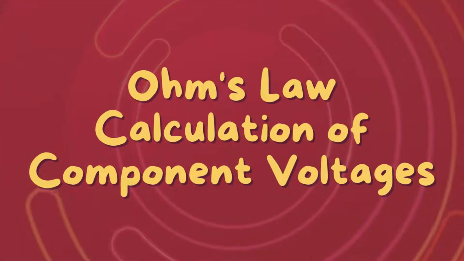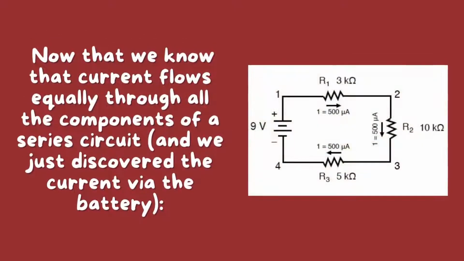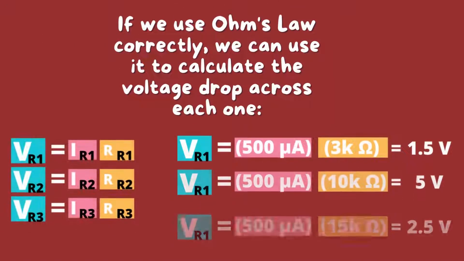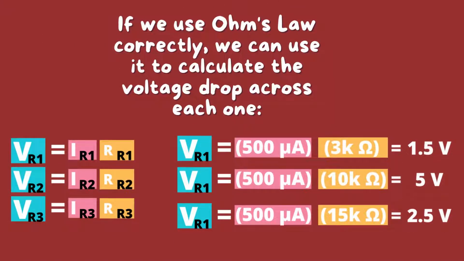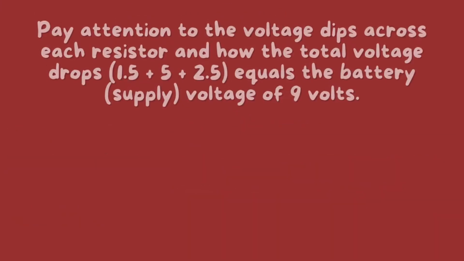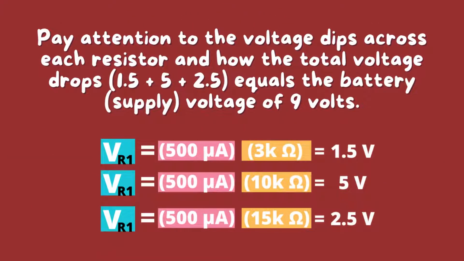Ohm's law calculation of component voltages. Now that we know that current flows equally through all the components of a series circuit, and we just discovered the current via the battery, if we use Ohm's law correctly, we can use it to calculate the voltage drop across each one. Pay attention to the voltage drops across each resistor and how they total: 1.5 plus 5 plus 2.5 equals the battery supply voltage of 9 volts.